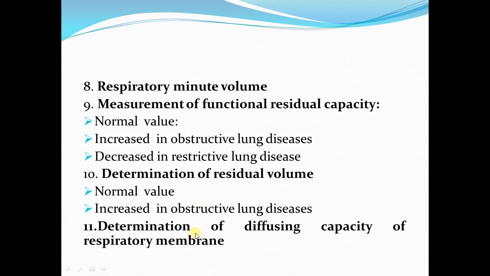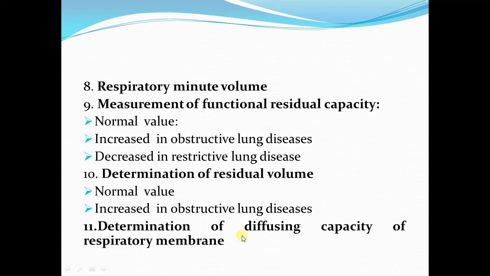Then we can also determine the diffusing capacity of the respiratory membrane. We have also discussed this test in detail in the previous lectures. Diffusing capacity is defined as the volume of the gas that diffuses across the respiratory membrane in 1 minute for a partial pressure difference of 1 millimeter of mercury.